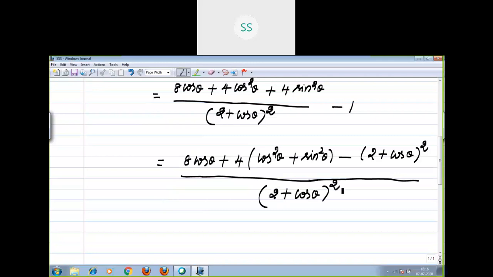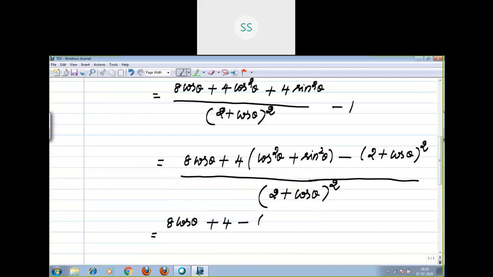See, in the numerator one thing gives a shine to you: cos square theta plus sin square theta. When you see that, immediately trigonometry should come to your mind. Cos square theta plus sin square theta is 1. So it is equal to 8 cos theta plus 4. Cos square theta plus sin square theta equals 1, that concept you have to recall.